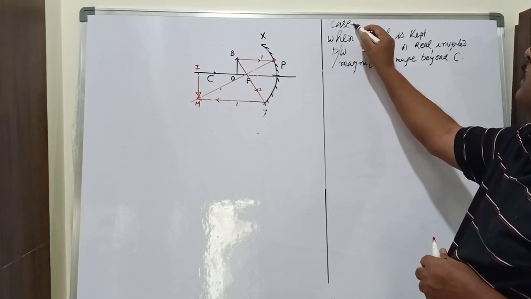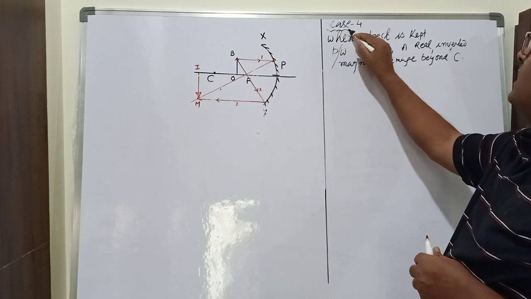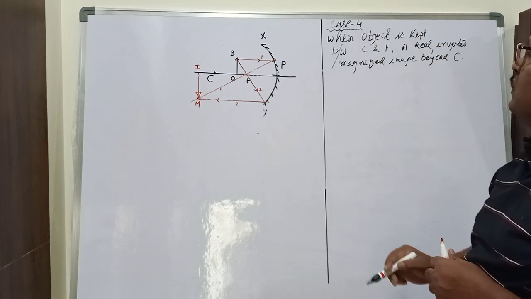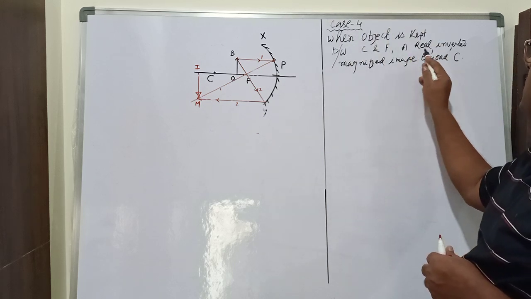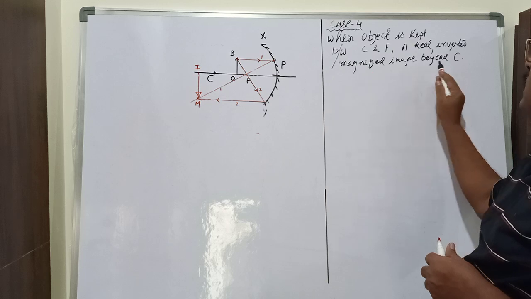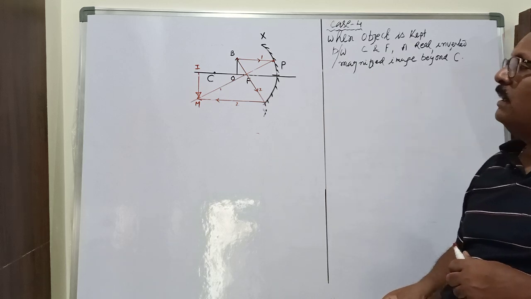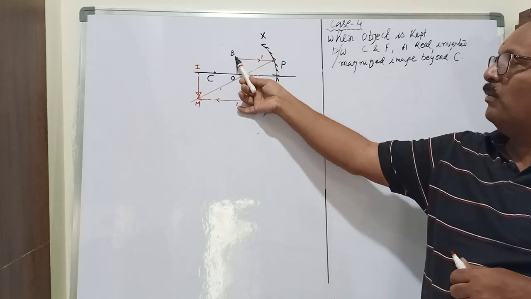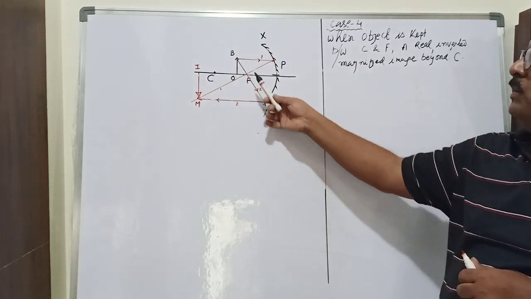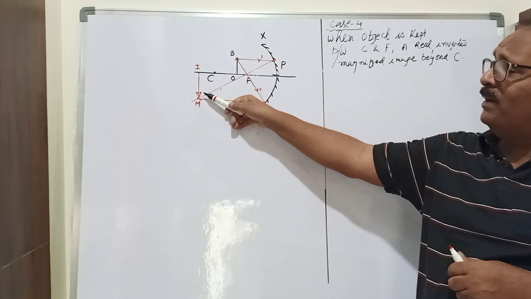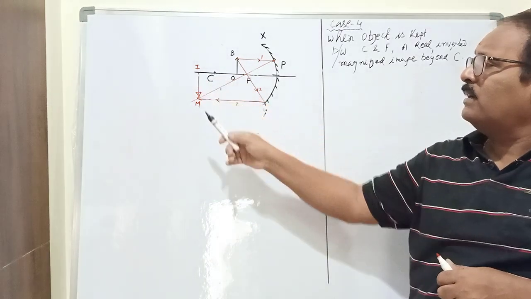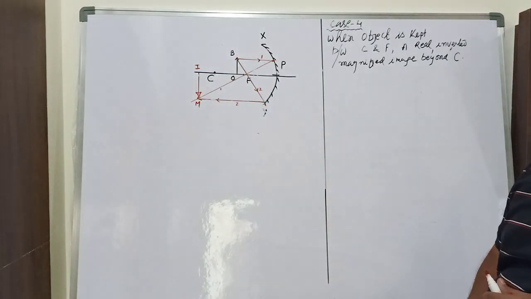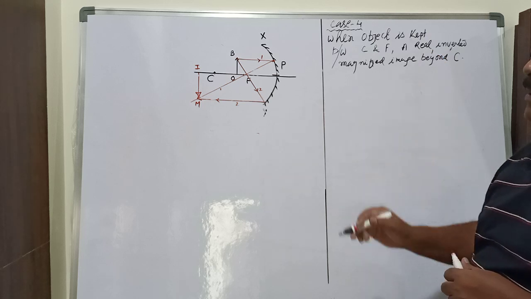We call it case 4, not 1 actually, case 4. So the nature is what? It's a real, inverted, magnified image formed beyond the center of curvature. Whenever an object is placed between center of curvature and focus, a real inverted magnified image can be formed beyond the center of curvature. Because it's real, it can be caught on a screen.